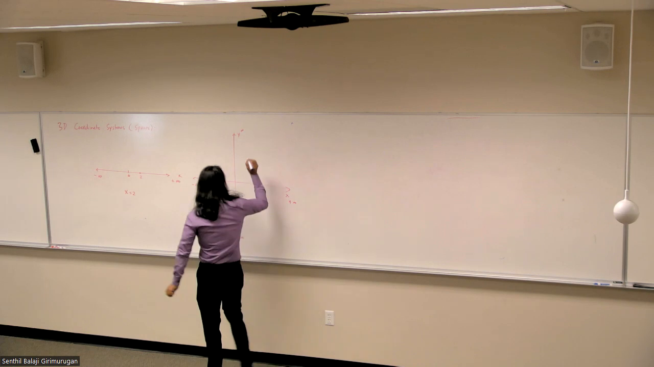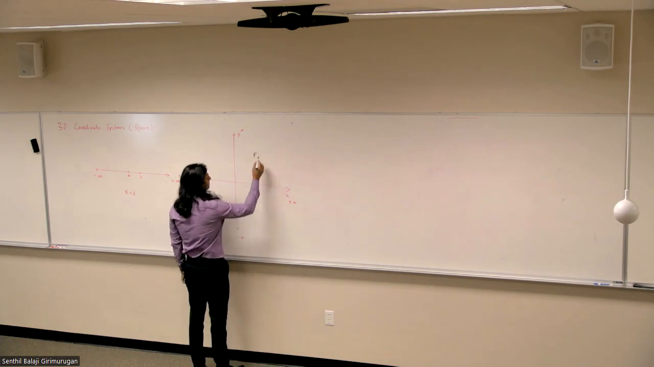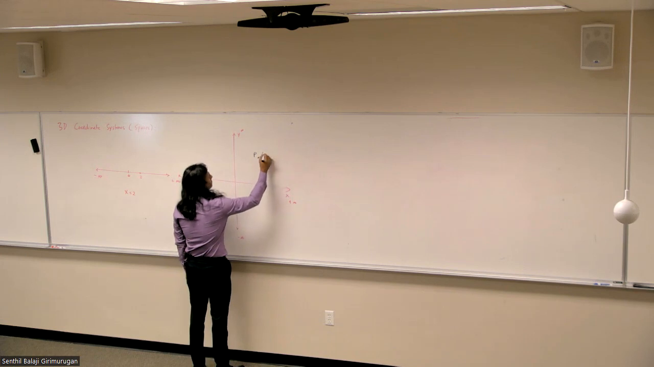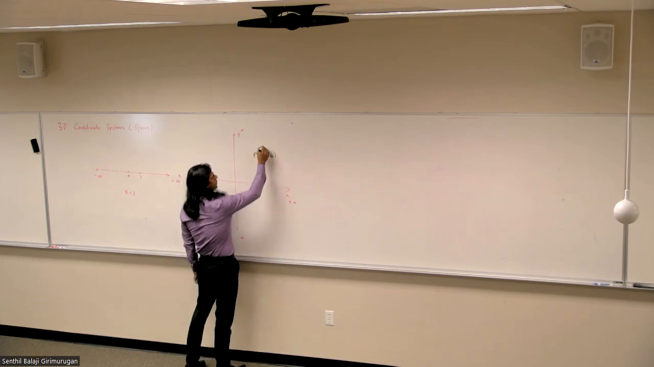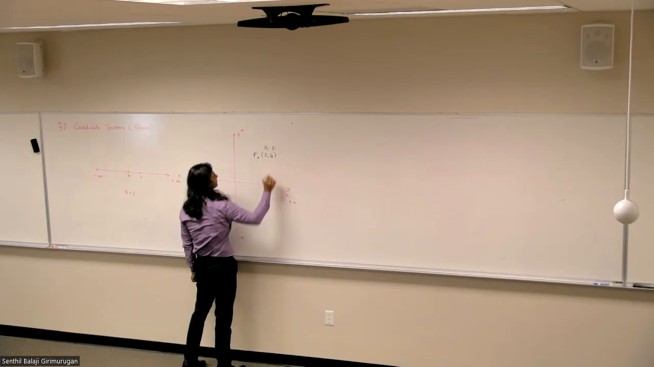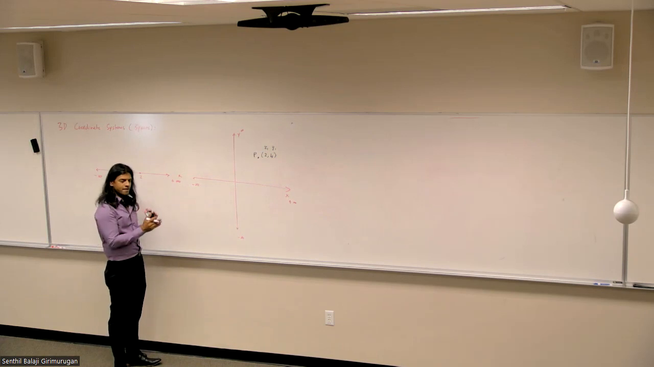So if I pick a point P, 2, 4, x1, y1, 2 values, 2 dimensions. First dimension, x. Second dimension, y.